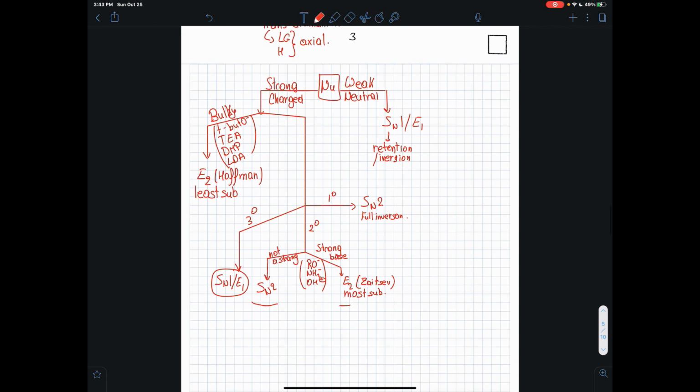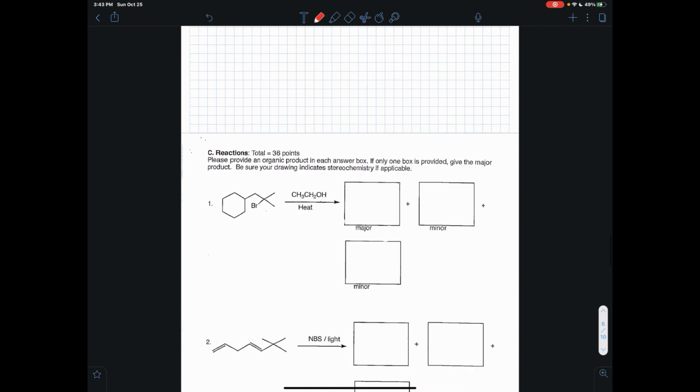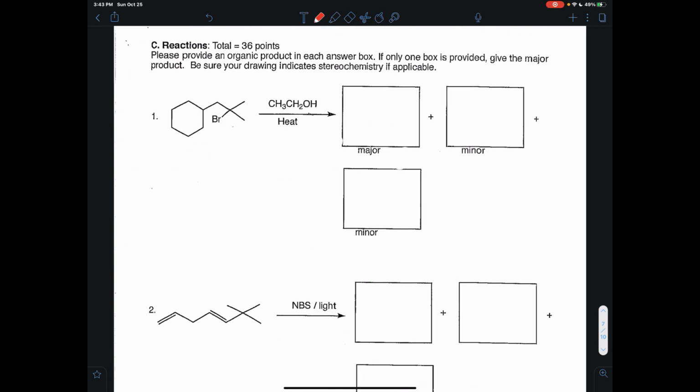Because this lays out everything, right? So let's jump into the reactions here. First thing first, I look at the Br. It's a tertiary, right? This is a weak, right? So what does that immediately tell us? It's going to be SN1, E1, right?